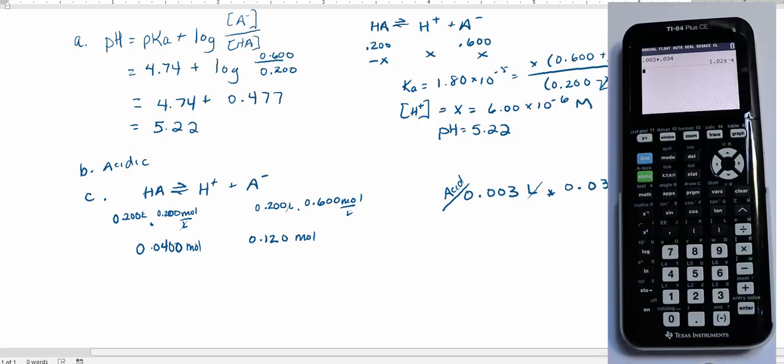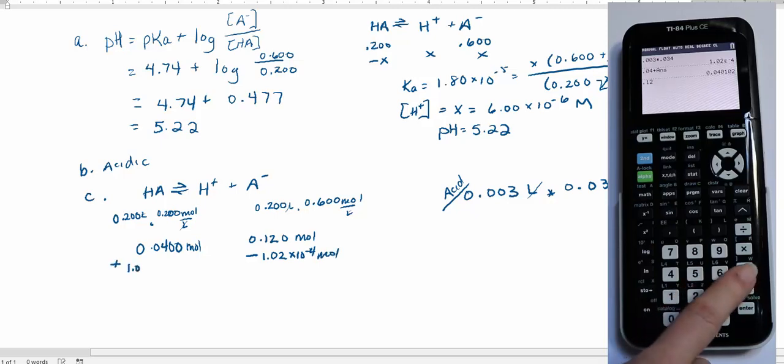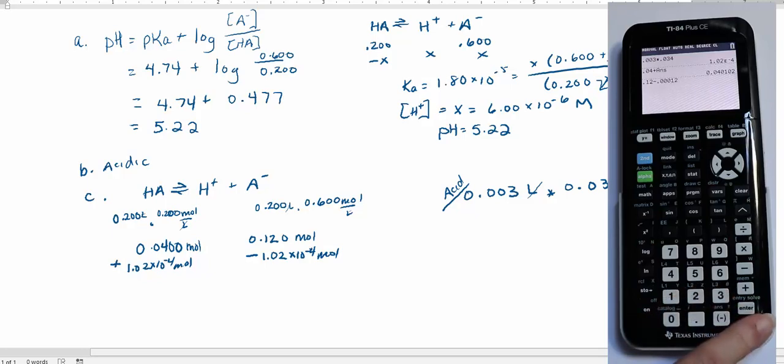Now when I add that strong acid in, that's going to react with my acetate. So it's going to remove some acetate and make weak acid. So I need to remove 1.02 times 10 to the negative 4 moles of this, and I need to add 1.02 times 10 to the negative 4 moles to my weak acid, because that acid is reacting with that conjugate base in order to make more weak acid. So I do this quick arithmetic here. And I get my new moles.